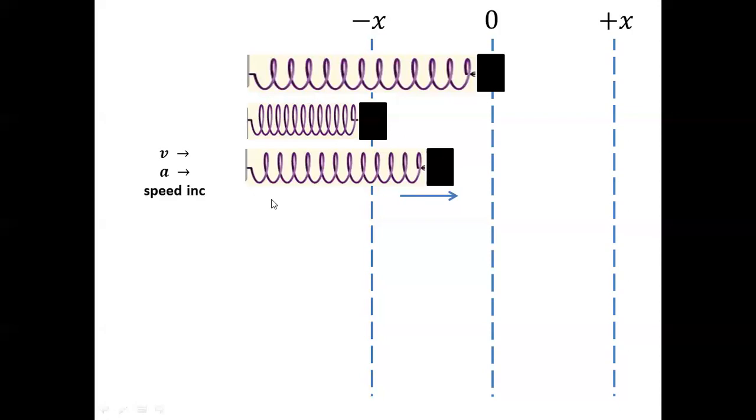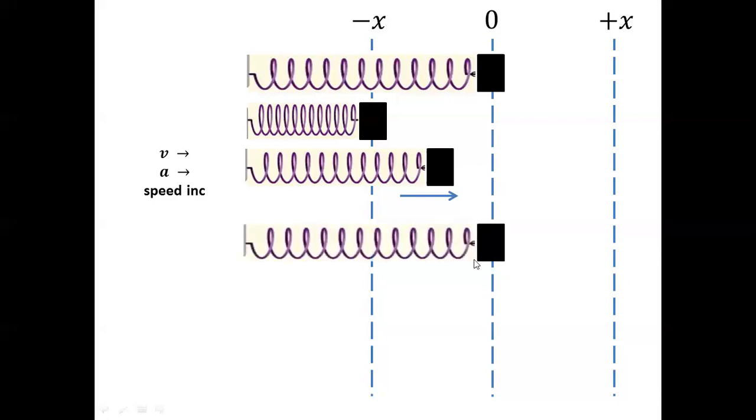Let's consider this next position. At this point, the object has now reached its equilibrium position. But take note, the object will not miraculously stop once it reaches this position. Why? Notice that before it reached this position, it was moving to the right, and its speed was increasing. That means when the object reached this position, it will have a velocity directed to the right.